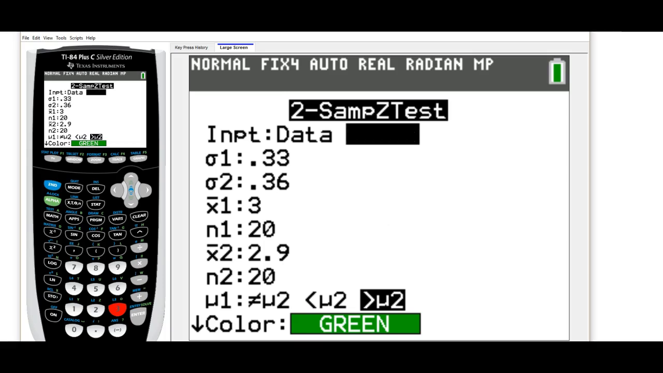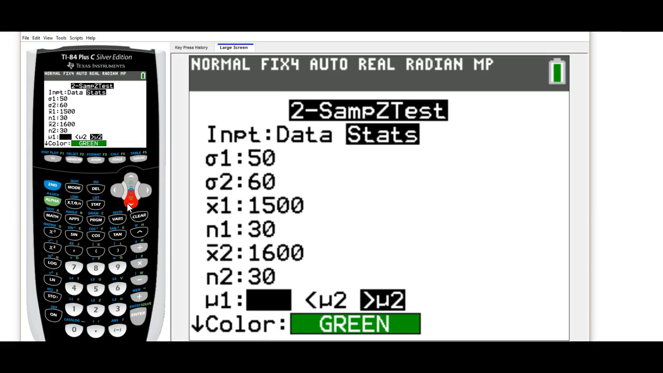And I'm going to change some values here to the problem set. Okay, for engine number 1, its standard deviation was 50. For engine number 2, its standard deviation was 60. Its average for 1 is 1500 RPM, and we were testing 30 engines. Our average for our second was 1600, again with 30 engines.